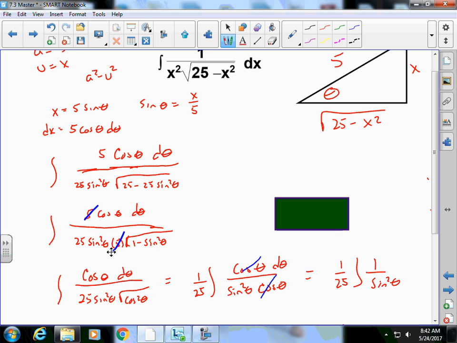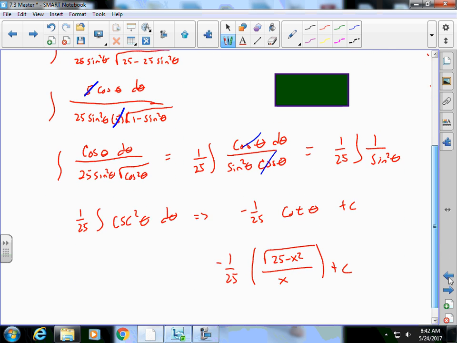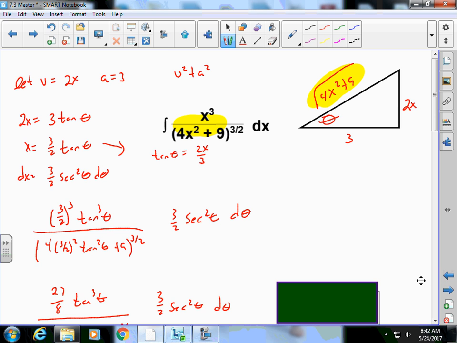These 5's cancel. So that gives me cosine theta d theta all over 25 sine squared theta. Instead of 1 minus sine squared theta, I write it as cosine squared theta. That simplifies to cosine theta because the square root of cosine squared theta is just cosine theta. These cosines cancel out, leaving behind 1 over 25 times the integration of 1 over sine squared theta. We don't like to write things as 1 over sine squared theta, so we rewrite it as cosecant squared theta.